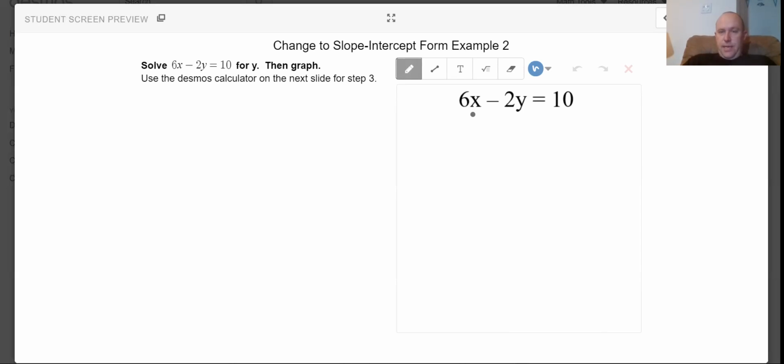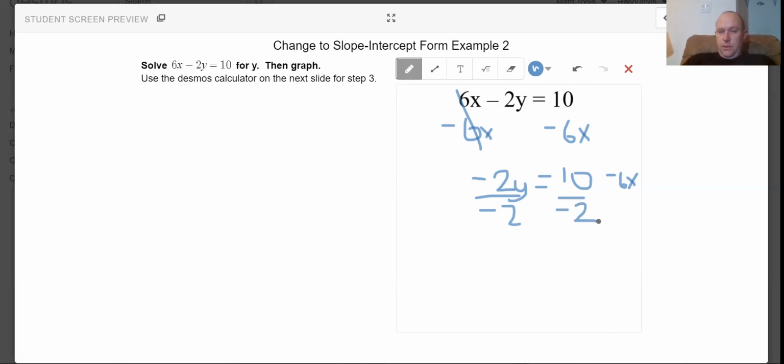6x minus 2y equals 10, so same thing. If I can make it start with y equals, that would be good. This time I'm going to subtract 6x from both sides. That will cancel. And don't forget the sign here: it's not 2y equals, it's negative 2y equals. And 10 minus 6x is just 10 minus 6x. They're not like terms, so don't work them out. Then from here, I'm going to divide both sides by negative 2, because that's the opposite of times negative 2.